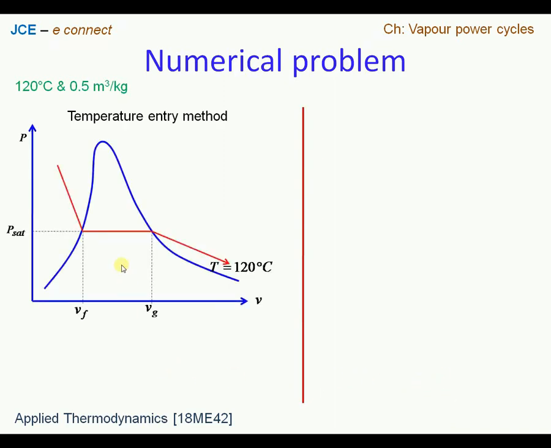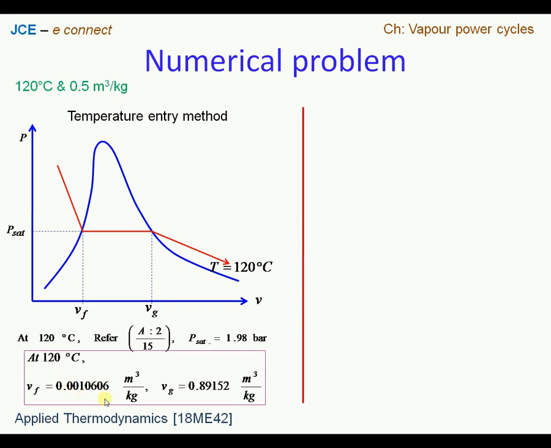So now we know that 0.5 meter cube per kg is inside the dome, and we know that if the system is lying inside the dome, then we call this the two-phase mixture region, because some part is vapor and some part is liquid. Now at 120 degrees Celsius we referred to table number A2 and page number 15, and we also saw that the saturation pressure is 1.98 bar, and we could note the corresponding Vf and Vg values from the table.